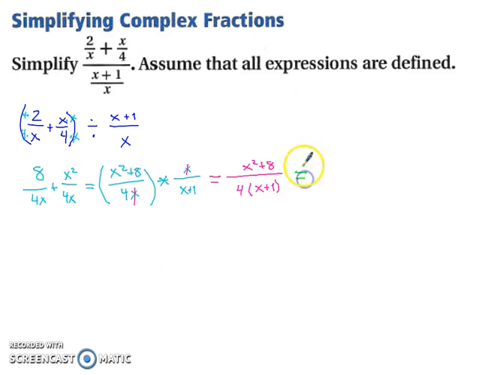And now we have our last step. There's nothing we can do to our numerator, so that's just going to remain x squared plus 8. And our denominator, however, we can distribute the 4. So we end up with 4x plus 4. And you have successfully simplified a complex fraction.